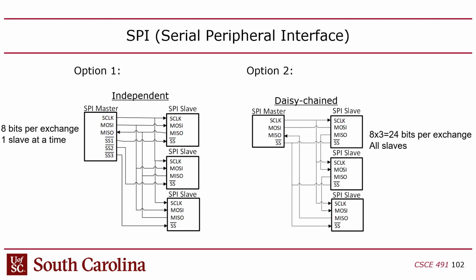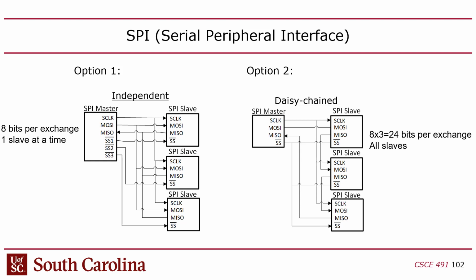So that way, whenever I do a transaction, instead of just exchanging 8 bits, I have to exchange 8 times the number of slaves. So basically, you cycle all the bits through everybody. And the cool thing about that is that's how JTAG, if you've ever heard of JTAG, this is the way that FPGAs are configured. It works the same way.